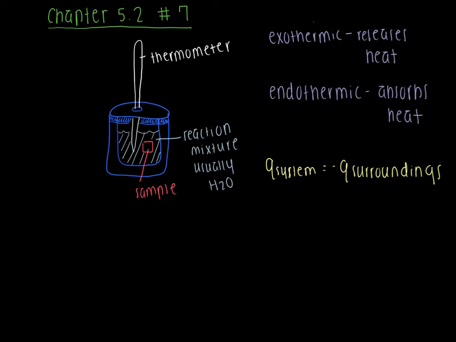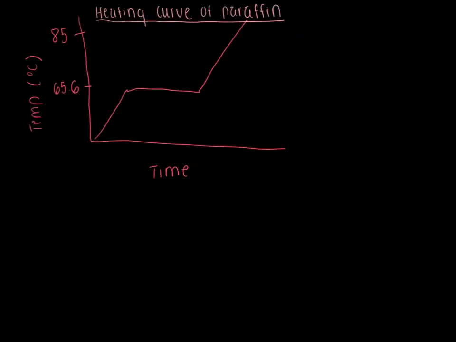A note to make is that the heat loss and gain in the reaction is conservative between the system and the surroundings. This idea can be connected to the equation Q system equals negative Q surroundings. The heat lost by the system is the heat gained by the surroundings, or vice versa.